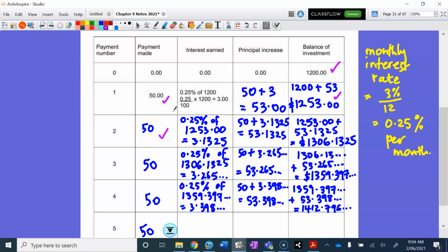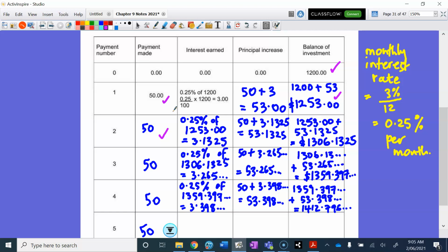If you were writing that value down as a nearest cent kind of calculation, it would be $3.13, but it's not exactly $3.13, it's $3.13 and a little bit more. So when you're doing calculations by hand here, you do need to keep those unrounded figures in your calculator. Okay, so again, the principal increase comes from the $50 payment plus the interest from the bank. So it's an extra $53.13 effectively, added on to the previous month's balance, and it continues on and on and on in that fashion.